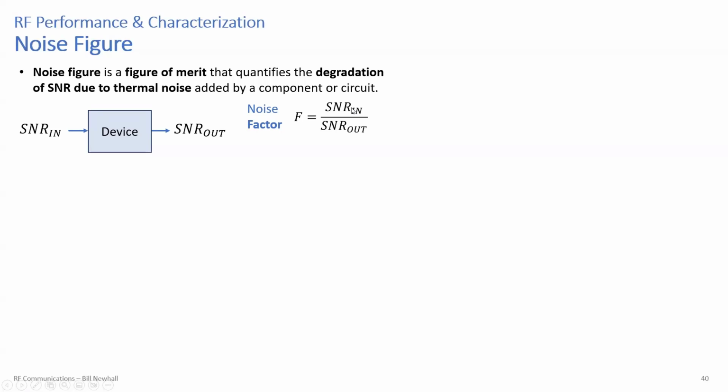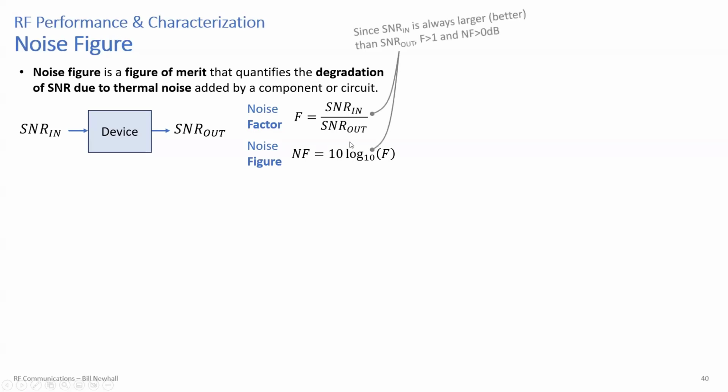In noise figure, it's weird that they do this. We just accept that this is done. Noise figure is the dB value of noise factor. So take the dB value of noise factor and you get noise figure. So noise figure is in dB. SNR in is always larger. It's always better than SNR out. So noise factor is always greater than 1, and noise figure is always greater than 0 dB.